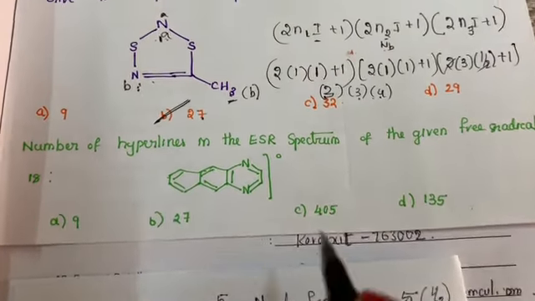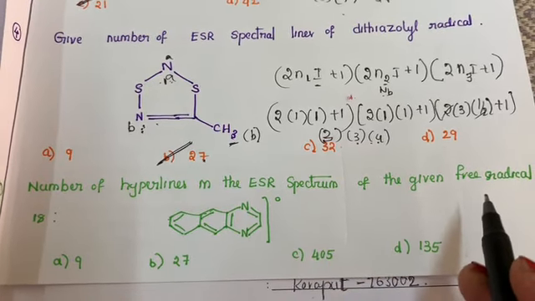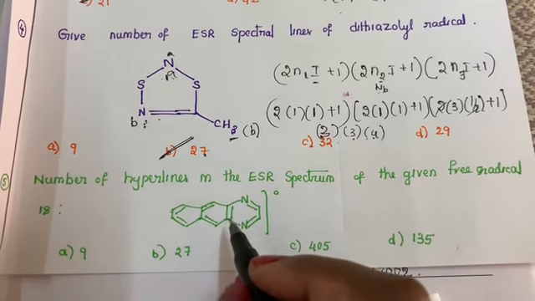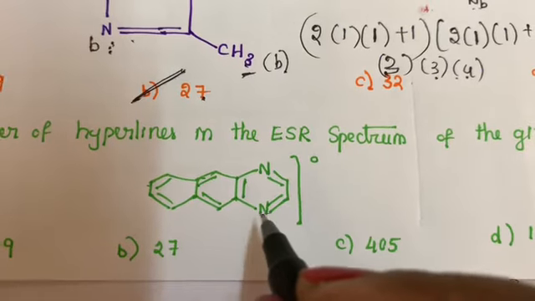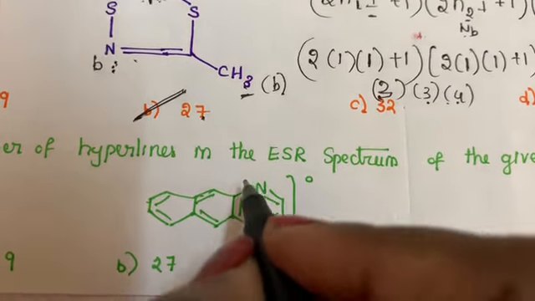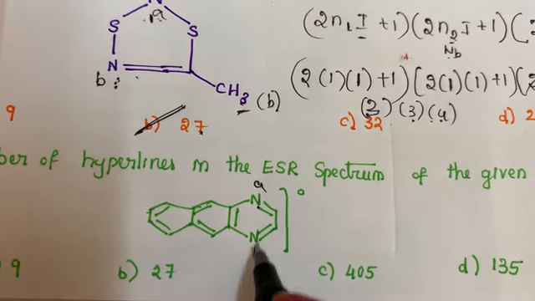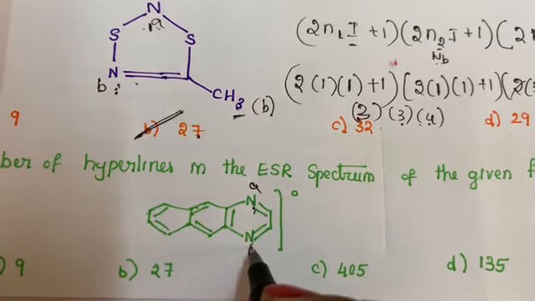And the next question is: the number of hyperfine lines in the ESR spectrum of the given free radical. So they have given the free radical, this one. This species contains two types of spin active nuclei. This is one spin active nucleus and this is another. Two different spin active nitrogens are present.